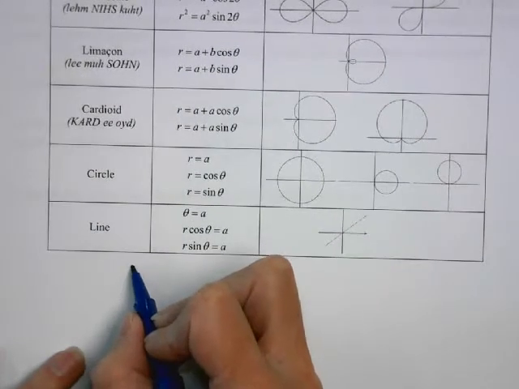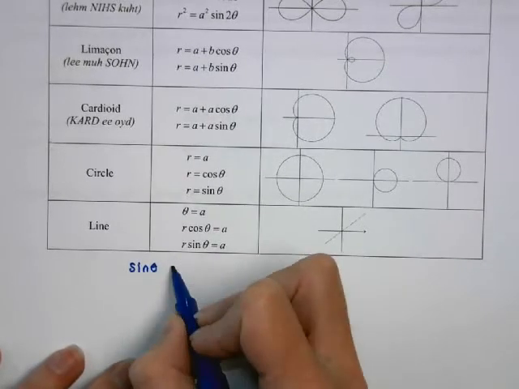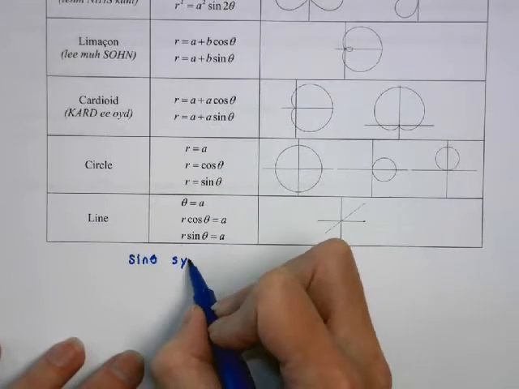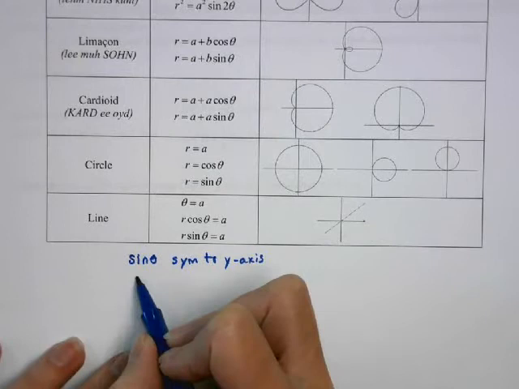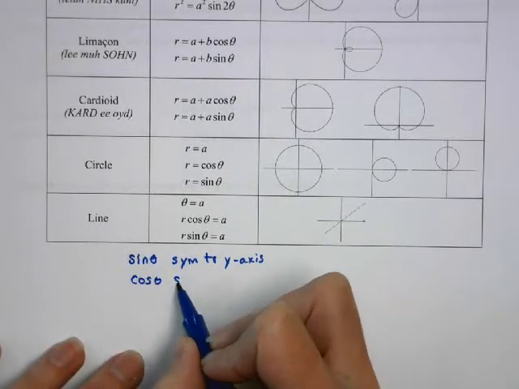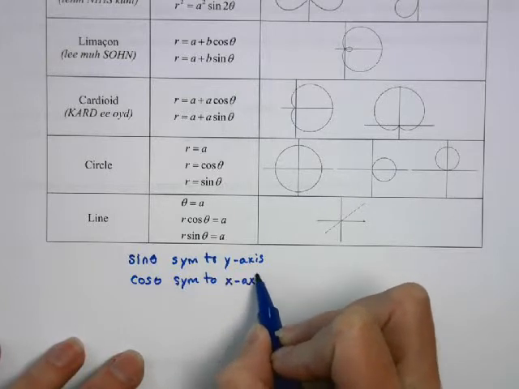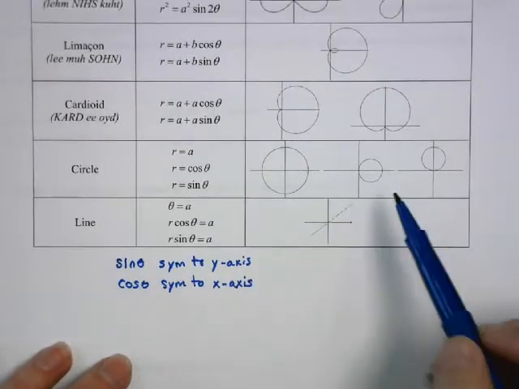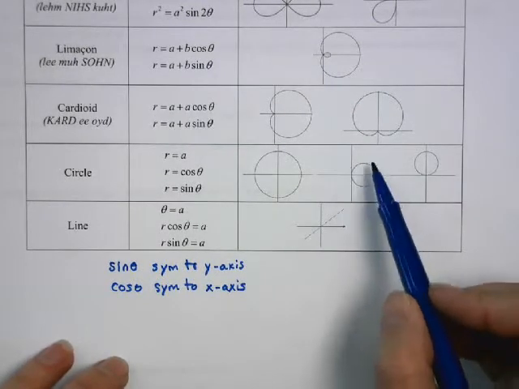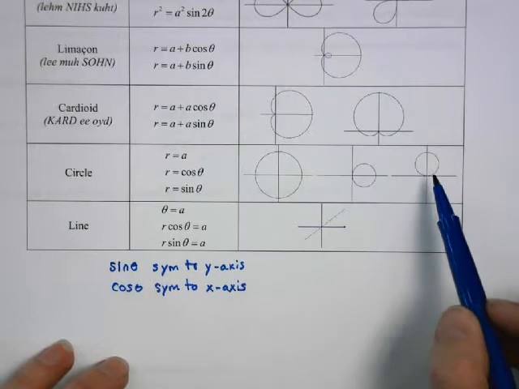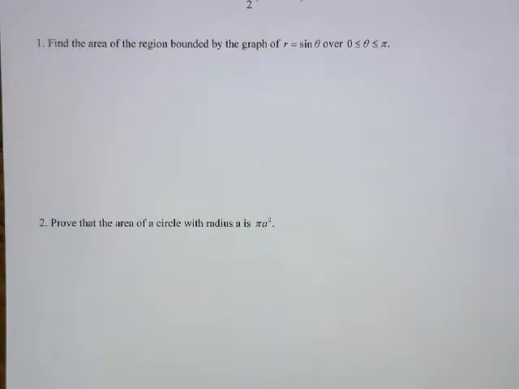The other thing to remember is that if the function has a sine in it and nothing else, then it's symmetric to the y-axis. And if it has a cosine, it's going to be symmetric to the x-axis. And it may be symmetric to more, but for example, these circles, a cosine is going to be symmetric to the x-axis, so it's going to look like this, versus a sine, which is going to look like this because it's symmetric to the y-axis.